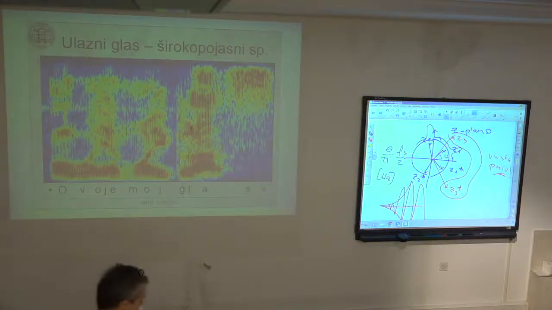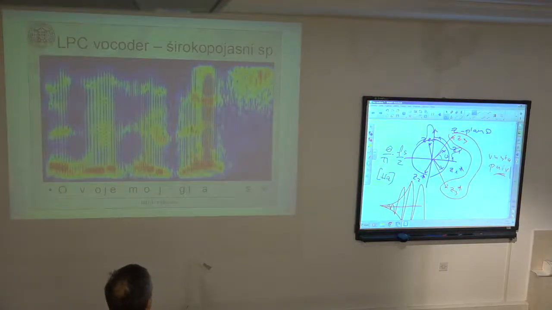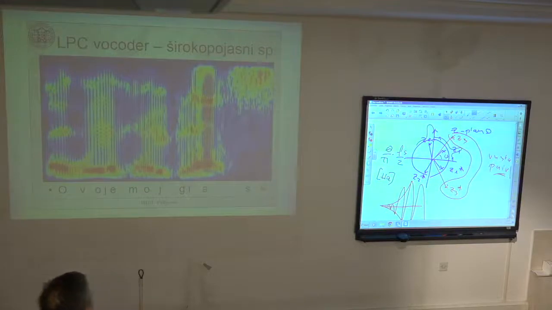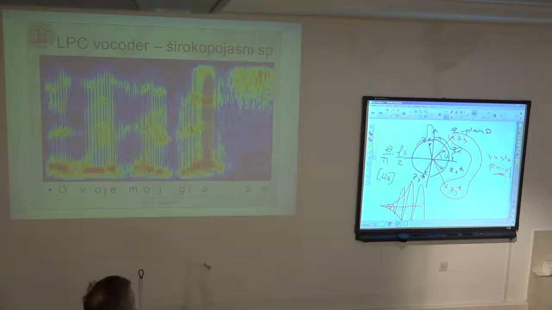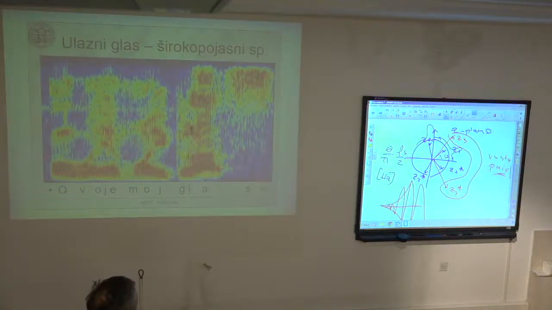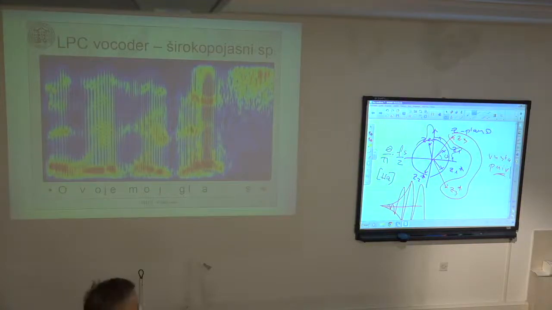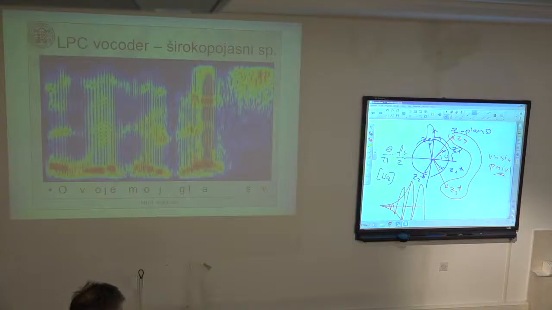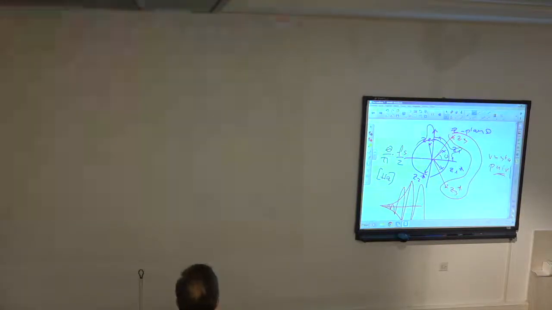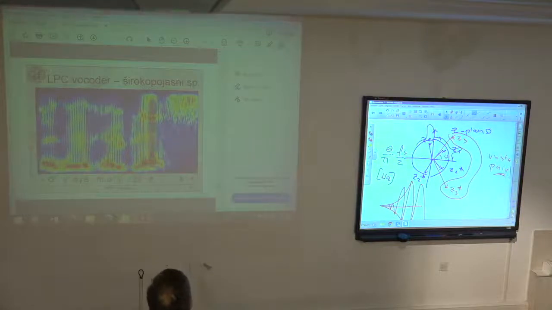So this is the wideband spectrogram. And this is the wideband spectrogram of synthetic signal, of synthesized speech. So this is the original speech, and this is synthetic speech. So you see that this wideband spectrogram is more or less similar in both cases. So I have retained all of the formant structure that was present in the original signal. And now, how does it sound? Now I will try to reproduce how it sounds.